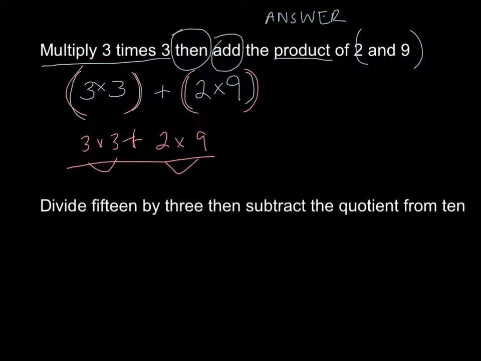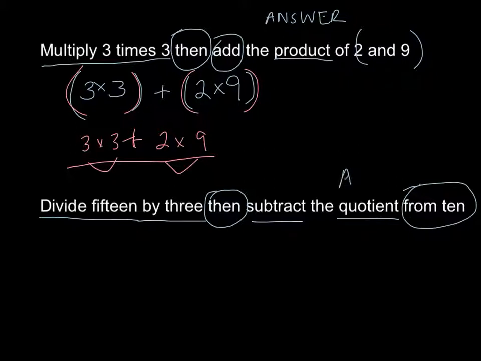Our next example says, divide 15 by 3. Then subtract the quotient from 10. Quotient is also talking about the answer, but quotient is the answer to a division problem. So I saw "from," I know that "from" means front, so 10 needs to be at the front of my problem. Now I'm going to go back and look at the first few words.